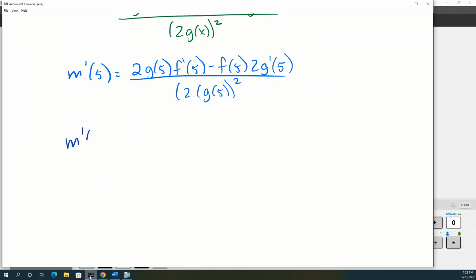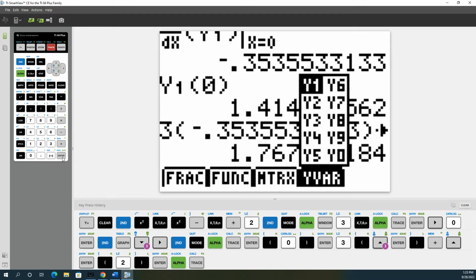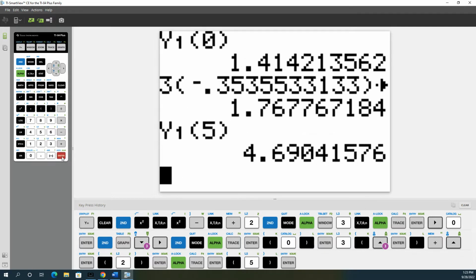All right, and then we're going to go through the same process we just did. We have g in the calculator, so to find g of 5, I can just do alpha trace and then choose y1 and then put 5 in parentheses. So that's saying g of 5 is that decimal.